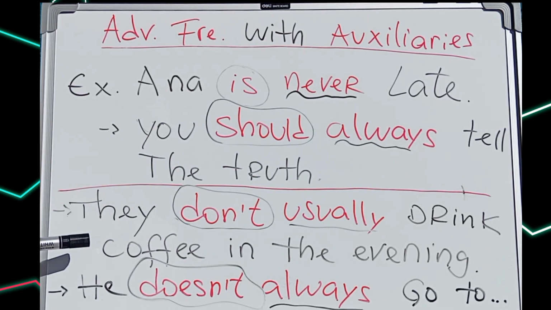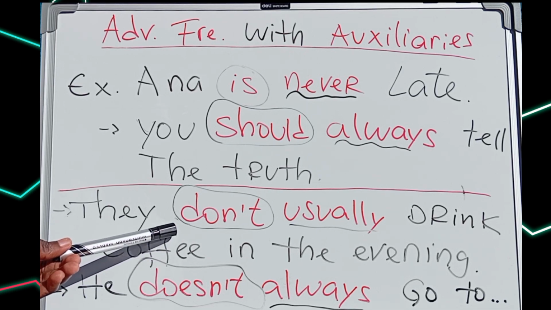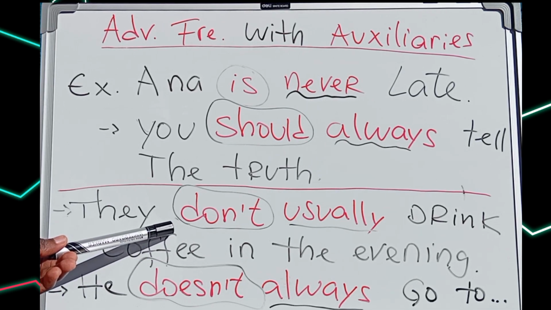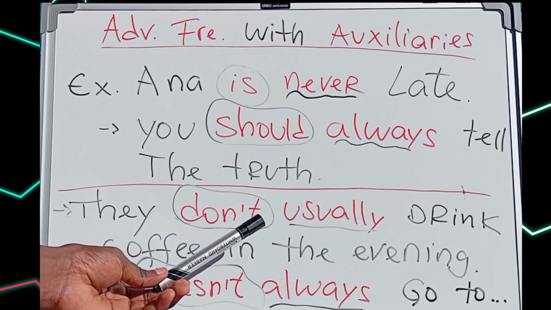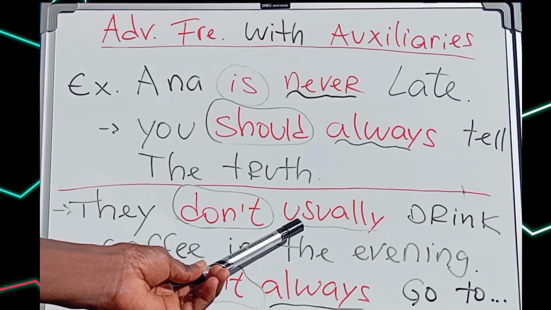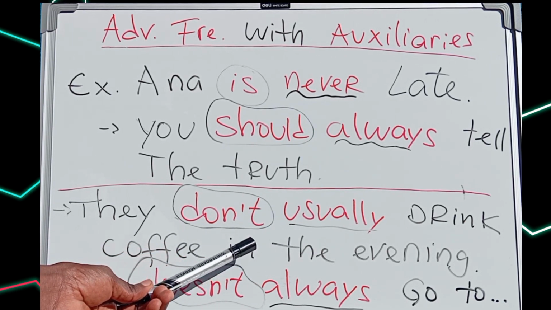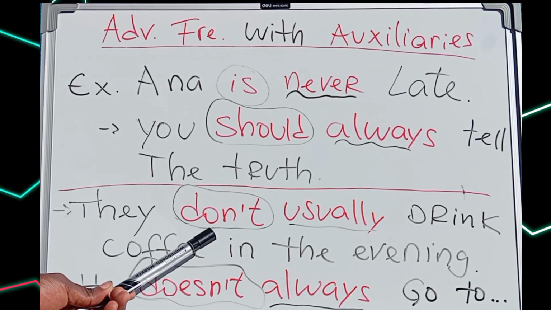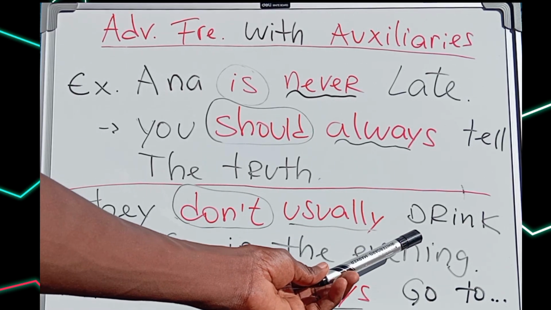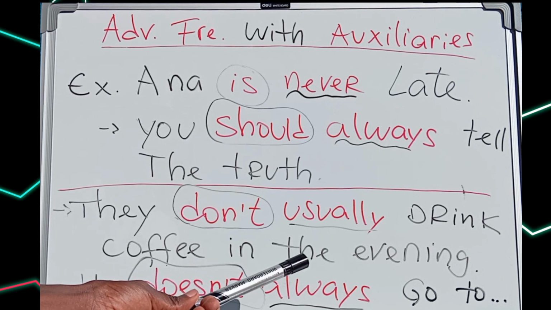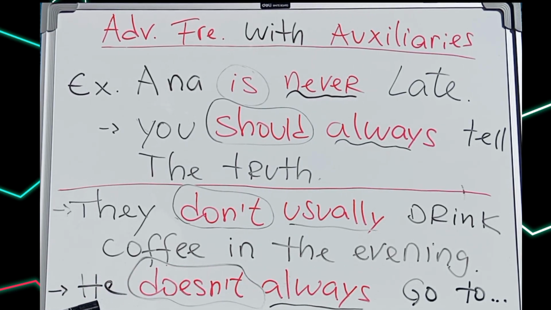Let's continue. We have here they don't. Don't is another auxiliary. This is in the negative. They don't usually. Once again, the adverb of frequency comes after the auxiliary. They don't usually drink coffee in the evening. And he doesn't always. Always is the adverb of frequency, and doesn't is the auxiliary. He doesn't always go to the gym.